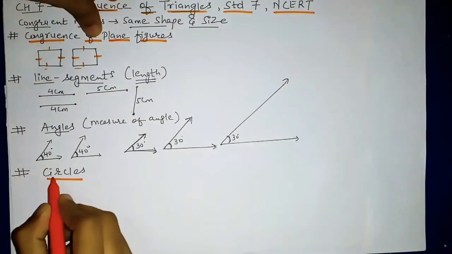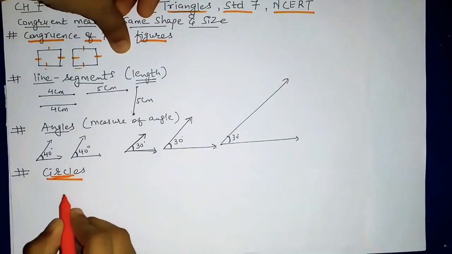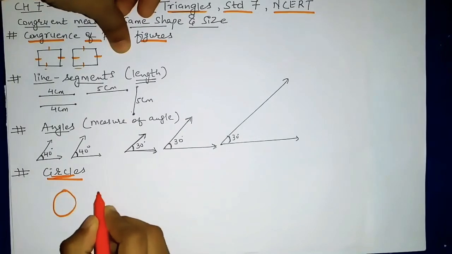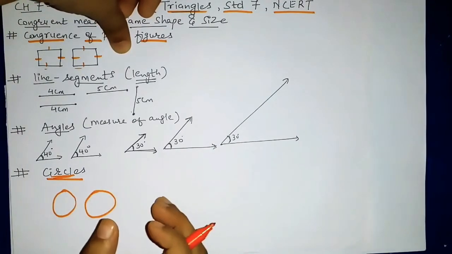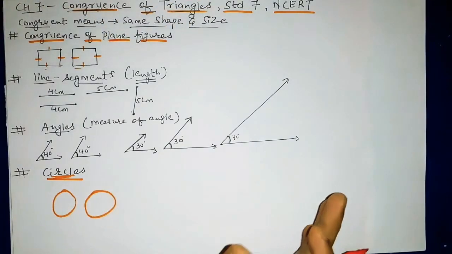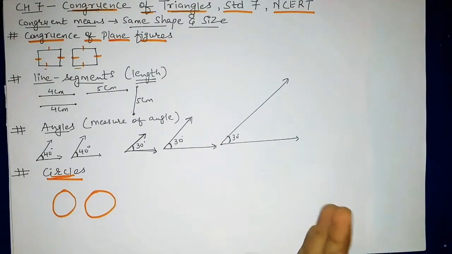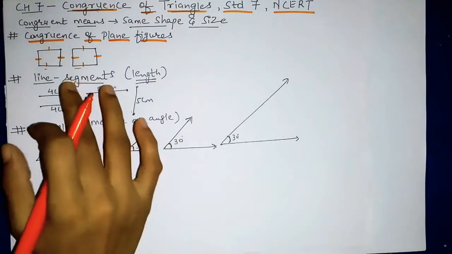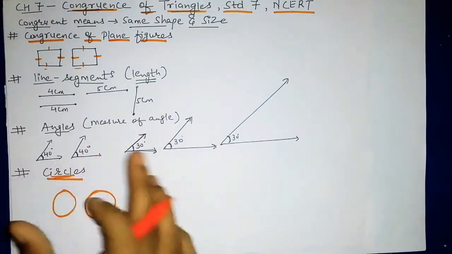Now suppose if we talk about circles, how we will come to know that two circles are congruent. Two circles, suppose I am drawing rough figure of two circles. Okay, suppose ये दोनों circles मैंने draw किया है. अभी मुझे पता लगाना है कि ये दोनों circles are they congruent or not. If I want to know that these circles are congruent or not, so what I should know, see for line segment I should know length, for angles I should know the measure of these angles.